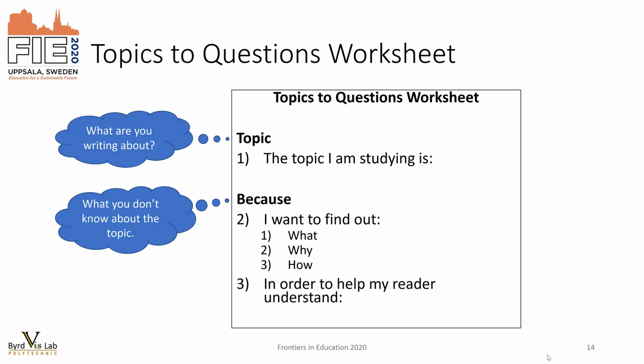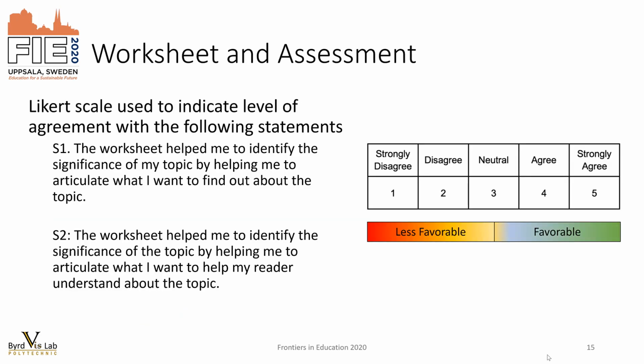We ask students to articulate what topic they are studying so that they could further explain, so what do you not know about that topic? Which is what question 2 asks the students to think about and articulate. The third question asks students, what do they hope their reader to understand as a result of the research that they intend to do?